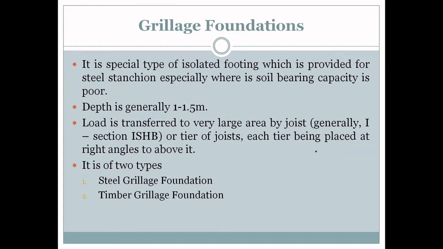sections are required to be transferred and the soil bearing capacity is low or poor. This type of foundation is light and more economical, for which deep excavation is not required, and it provides more area at the base so that the intensity of pressure can be reduced within the safe bearing capacity of soil. It can be classified into two categories: steel grillage foundation and timber grillage foundation.